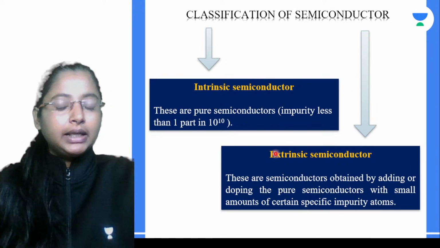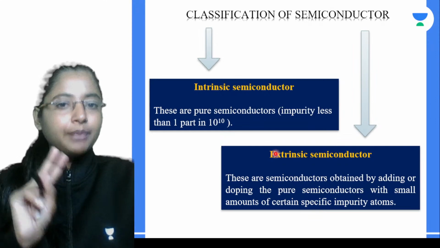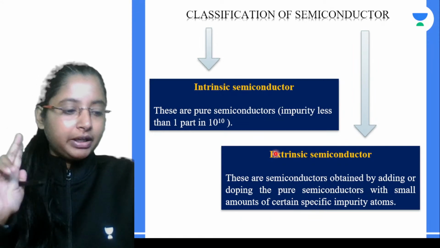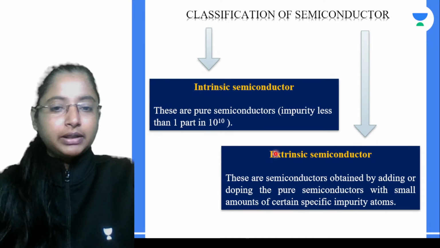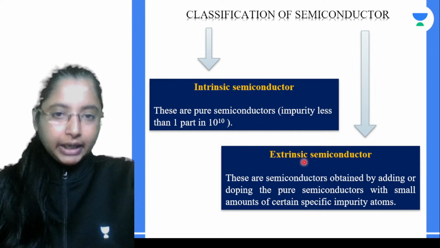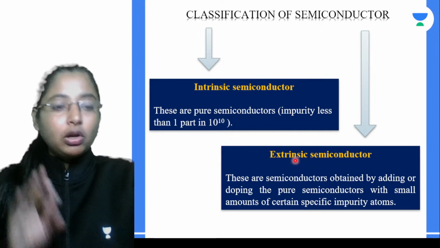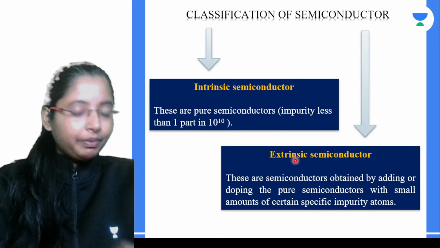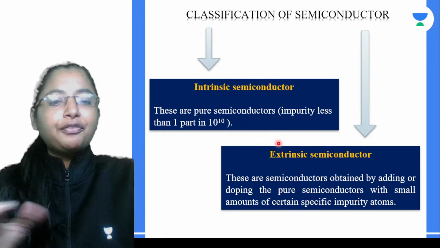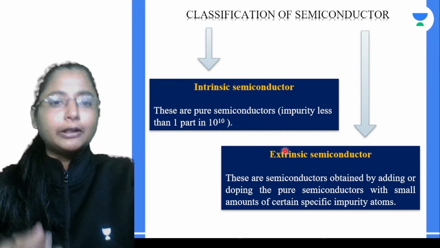Very simple types over here. According to the classification of semiconductors, you have two types. One is the intrinsic semiconductor, another is the extrinsic semiconductor. That's it, two types. Now we will look into intrinsic and extrinsic semiconductors in depth. Also make sure you learn every concept inside. Learn the differences. What are the similarities and differences between intrinsic and extrinsic semiconductors?